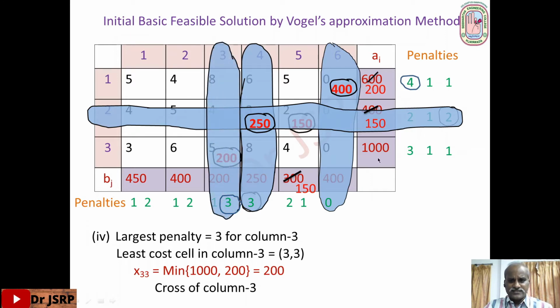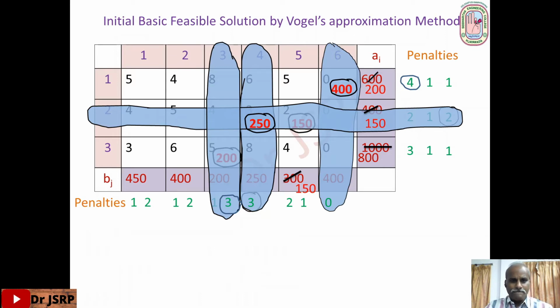Observe that third origin out of 1000 units, 200 units are transported. So remaining available amount is 1000 minus 200, that is 800. Now column is eliminated. So row penalties may change.